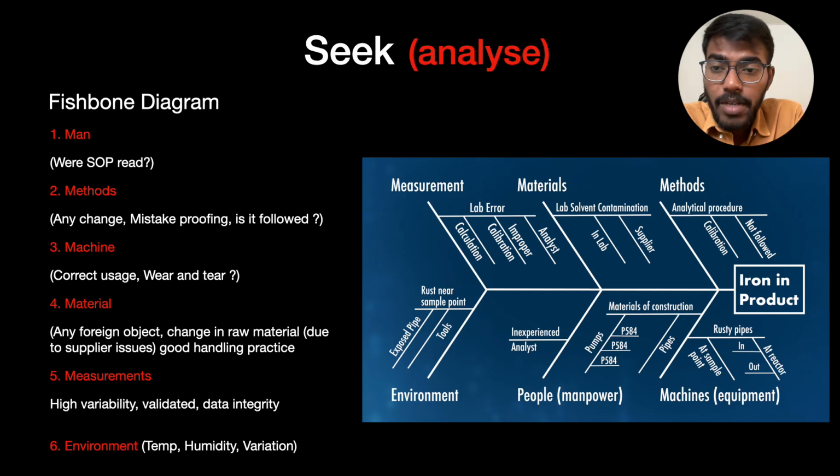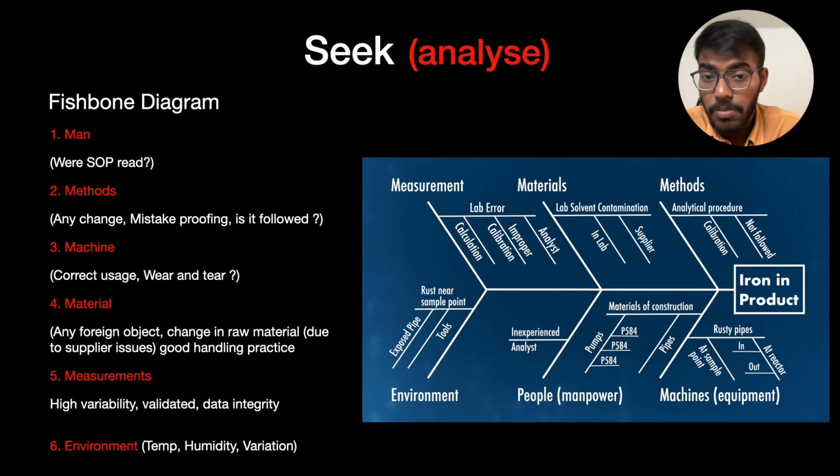But the main thing behind that is, what are all the 6 Ms? Is it a man problem, manpower, is it a method, a machine, a material, a measurement, environment? If you see in man, let's say, was the SOP properly led, were the people properly trained? So it's about asking questions about the manpower. Is he an inexperienced analyst? So many questions on manpower.